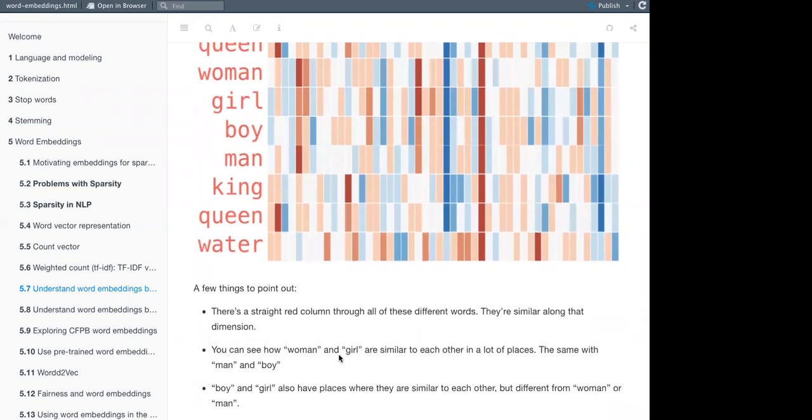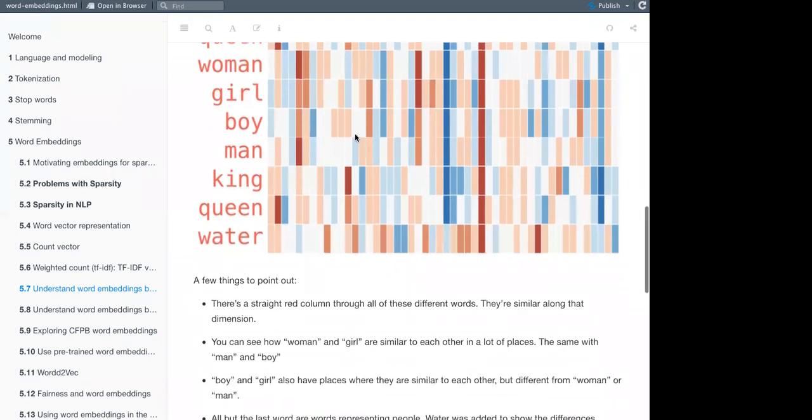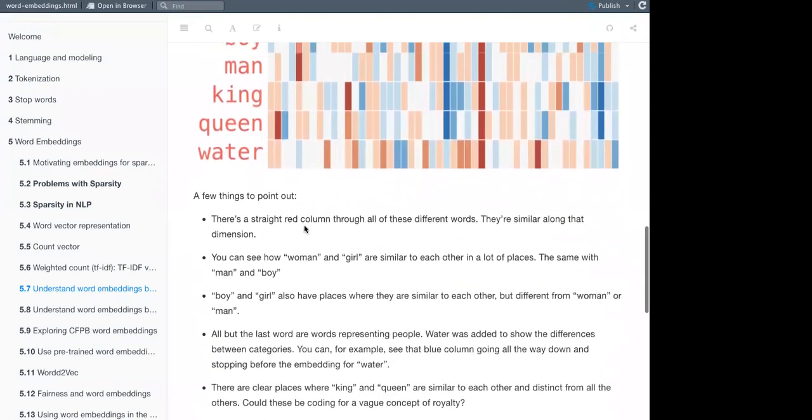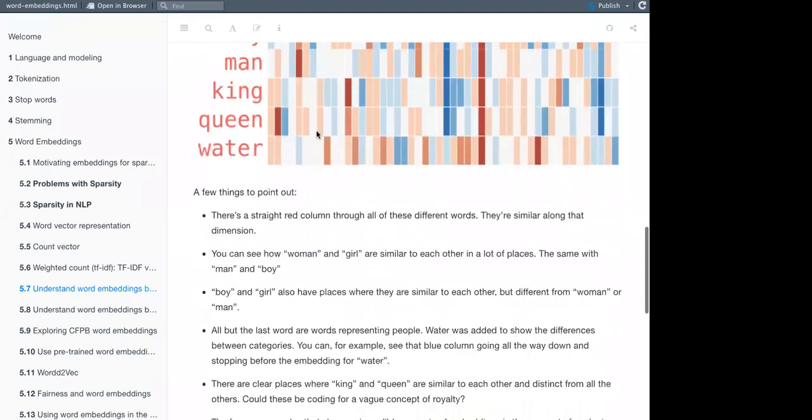You can see how woman and girl, if you look at them, have the same thing here. So there are a lot of similarities. Boy and girl, if you look at them here, also have the same thing.